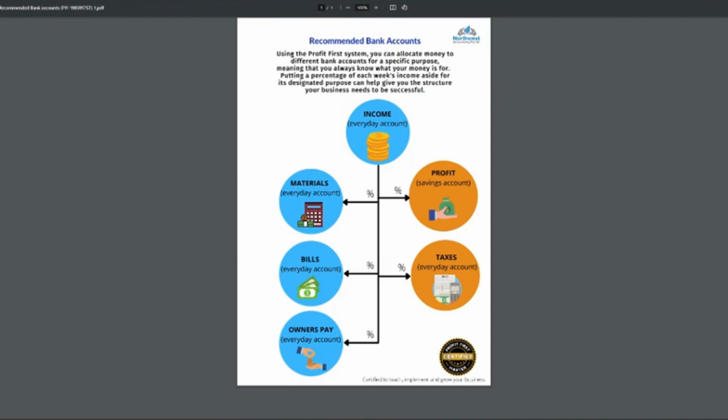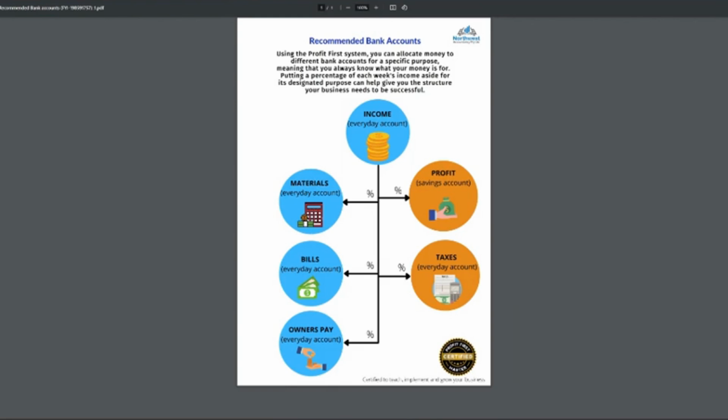And the mindset of having that pay from your business every single week or every fortnight or even every month can make a huge, huge difference to how you show up in your business and the types of work that you do as well. Then we've got our orange ones. So we take the money out of the income account and we put it into a profit bank account.